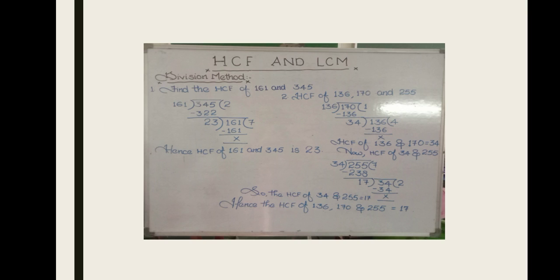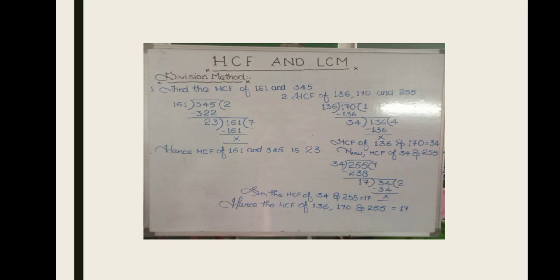Once again I will tell you. Divide the greater number by the smaller one. Then divide the divisor by the remainder. Go on repeating this process till we get the remainder 0. And the last divisor is the required HCF of the given numbers.